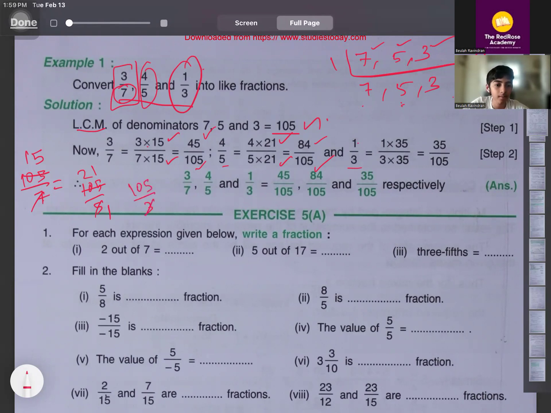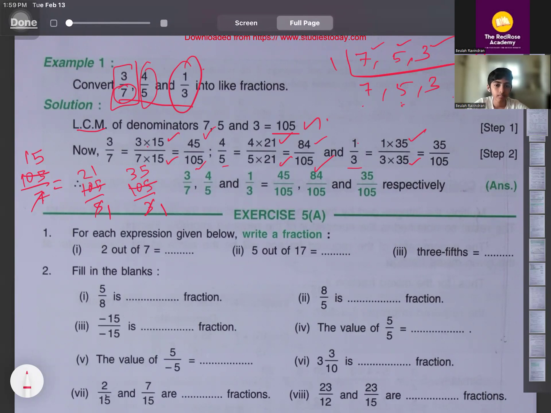3 1s are 3, 3 3s are 9, remainder 1, 15. So 5 3s are 15. So 35. So you should multiply 35 to both numerator and denominator. So you'll be getting 35 by 105.